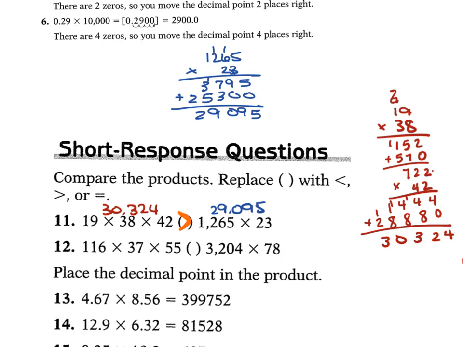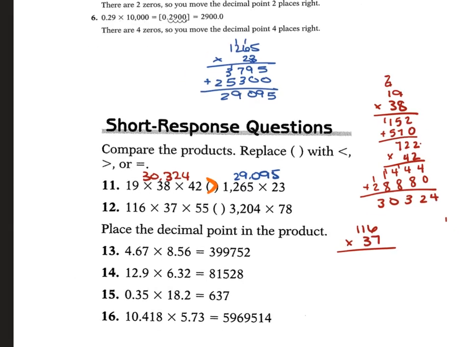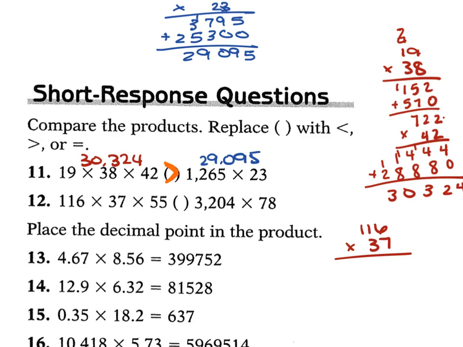For 12, we have 116 times 37 times 55 and 3,204 times 78. So I'm going to start by multiplying the 16 times the 37. So I have 7 times 6, which is 42. 7 times 1 plus 4 is 11. 7 times 1 plus 1 is 8.